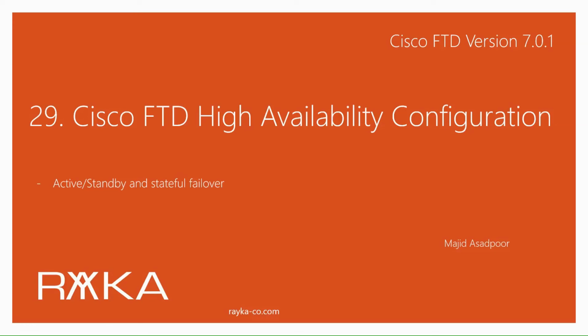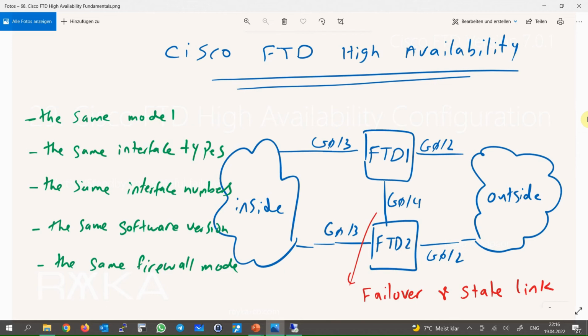Cisco FTD High Availability makes two FTD devices failover. That means if the primary device fails, the secondary device takes over to forward the traffic. FTD supports active standby failover, where only the active device forwards the traffic. When a failover occurs, the standby unit becomes active to take over the traffic.